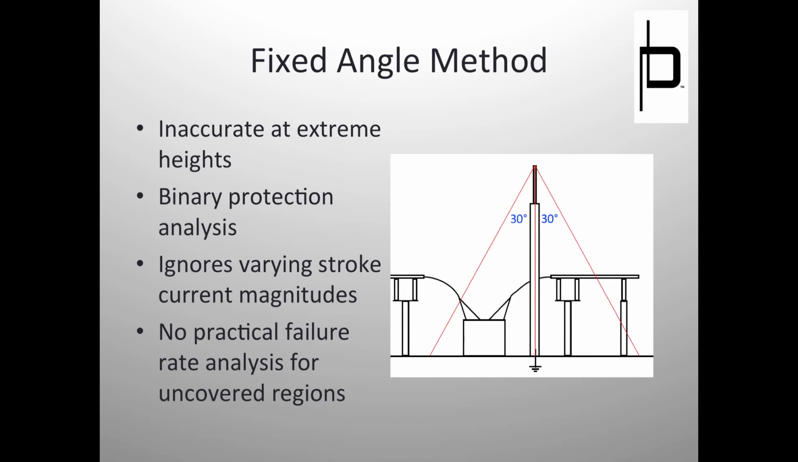Let's talk about some of the pros and cons of it, or rather the cons of it. It's found to be inaccurate at extreme heights. What I mean by this is the simplest way to protect your substation with this method, it may not be the most economical way, but the simplest way, would be to erect a very, very tall mast right in the center, and then make sure everything is inside that 30-degree cone. However, this method fails at very, very tall heights.